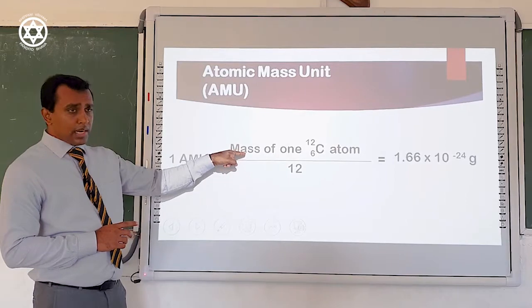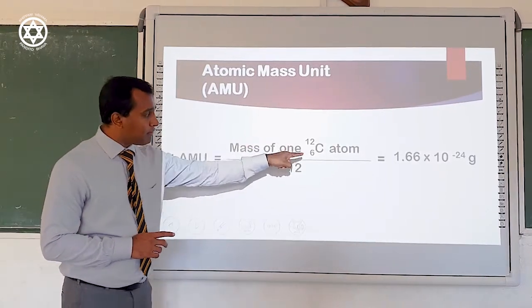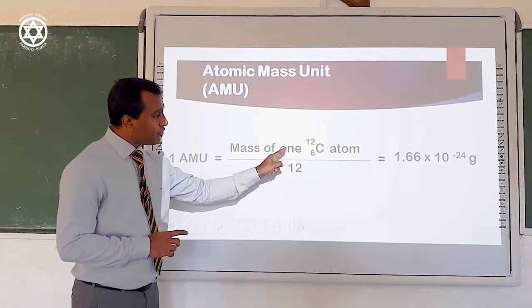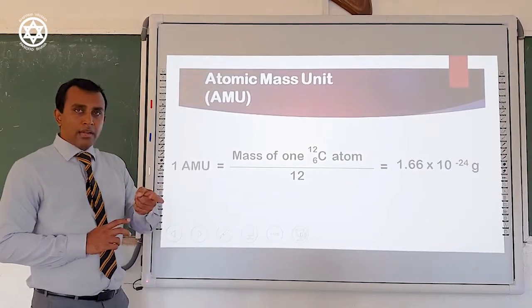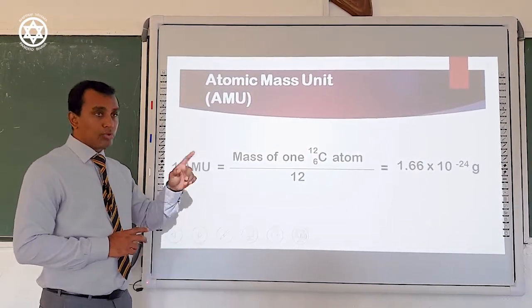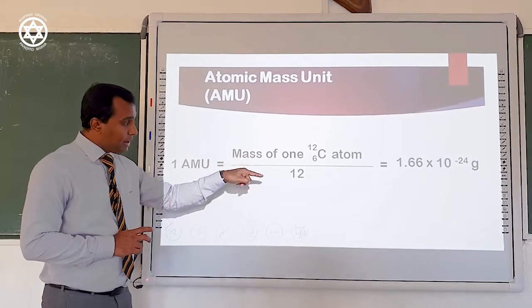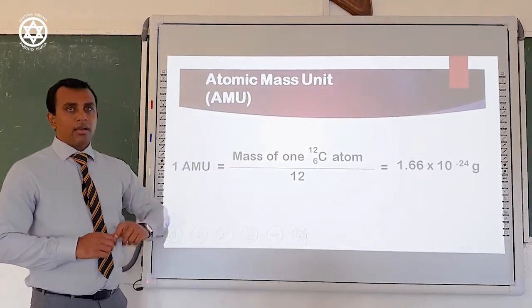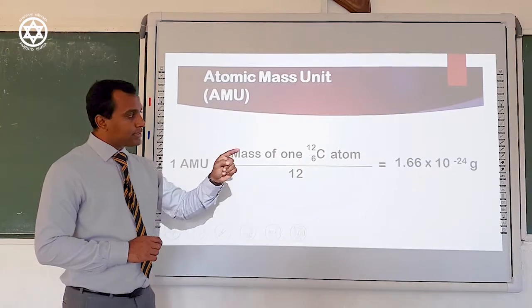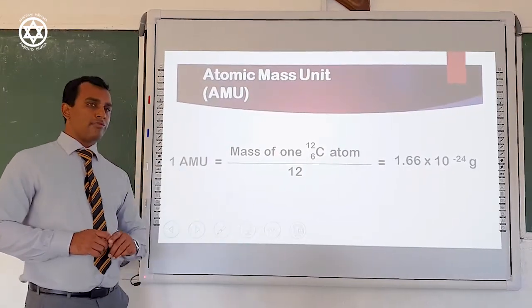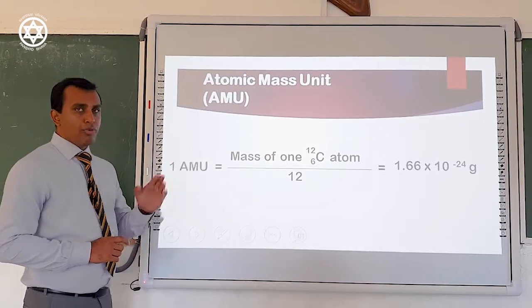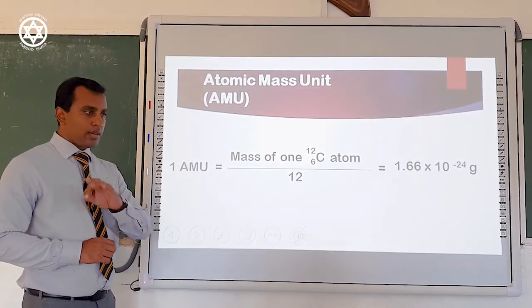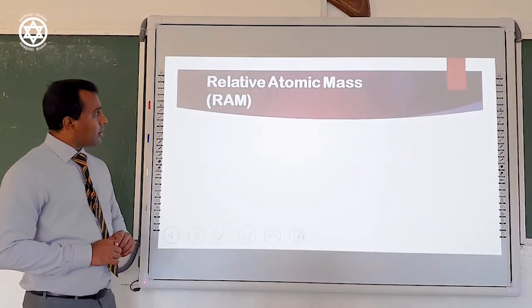So there is a certain value for the mass of the C12 atom, otherwise the mass of the 6C12 atom. It is 1.99 into 10 to the power minus 23 gram. When it is divided by 12, you will get 1.66 into 10 to the power minus 24 grams. That is called 1 AMU, atomic mass unit.